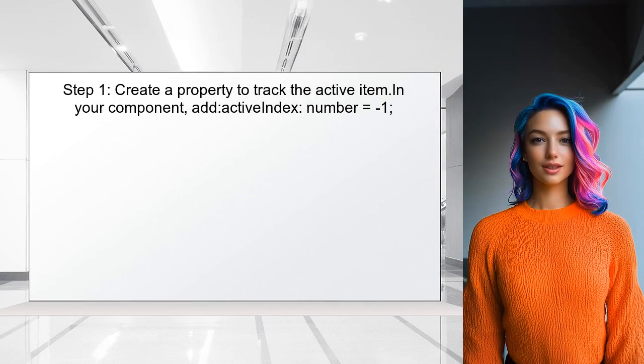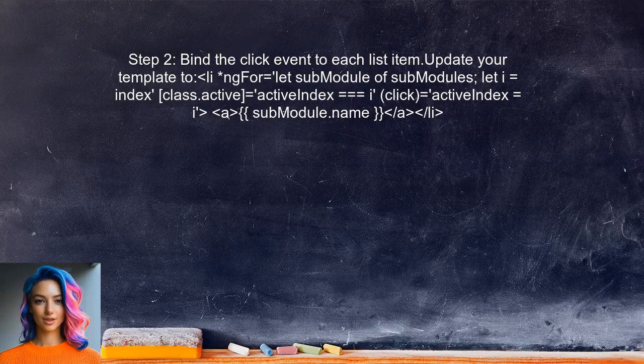visually appealing. To toggle the active class on the list items, the user should first create a property in their component to track the currently active item. This can be done by defining a variable, such as activeIndex. Next, the user needs to update the template to bind the click event on each list item. This will allow the user to set the activeIndex when an item is clicked.